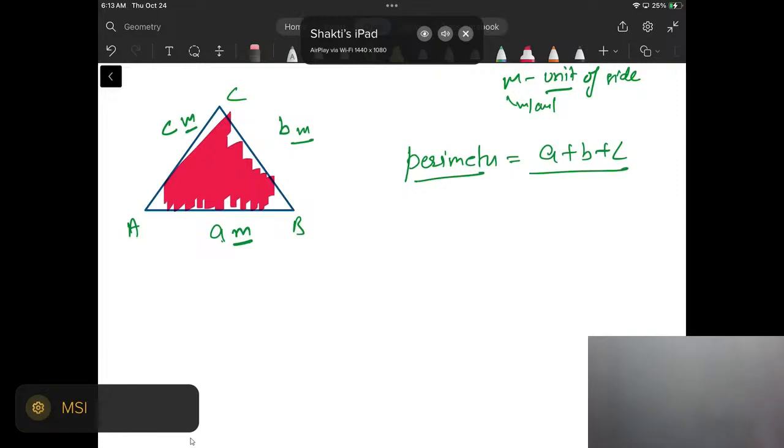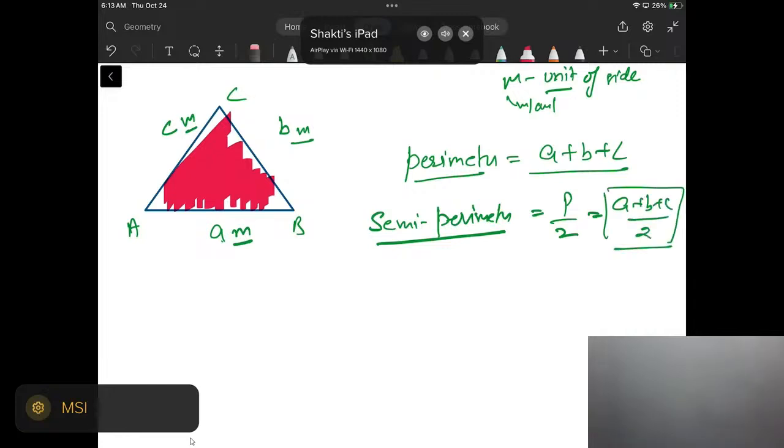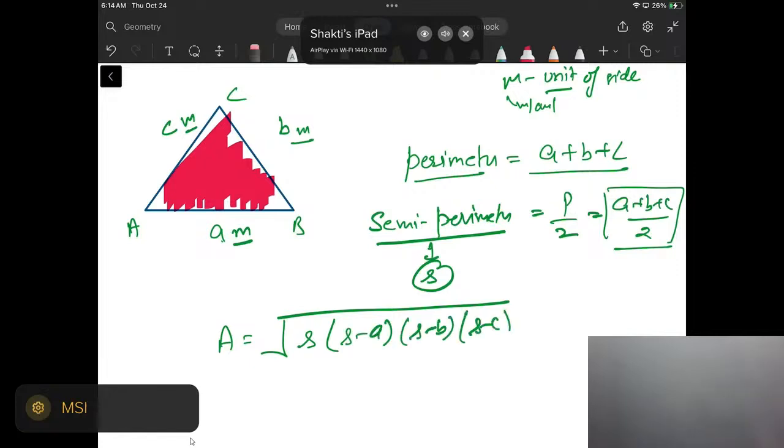Another term is the semi-perimeter, which means half of the perimeter. So a plus b plus c divided by 2 will be the semi-perimeter. We denote the semi-perimeter with the symbol S. The area A is equal to the square root of S into (S minus a), (S minus b), and (S minus c).